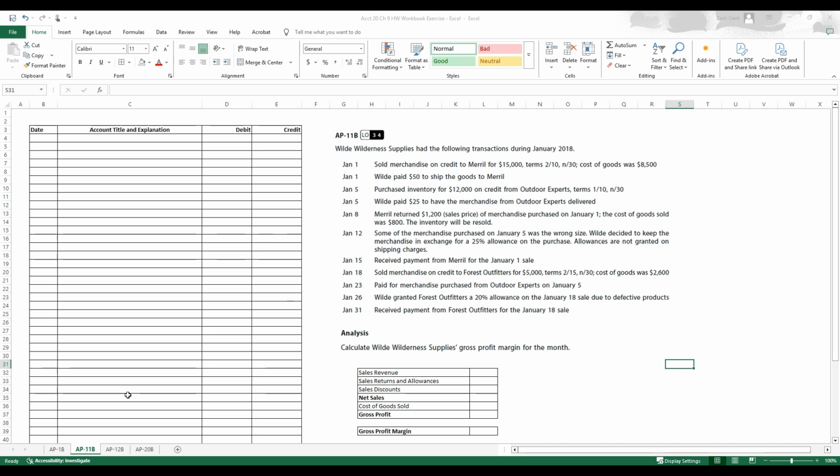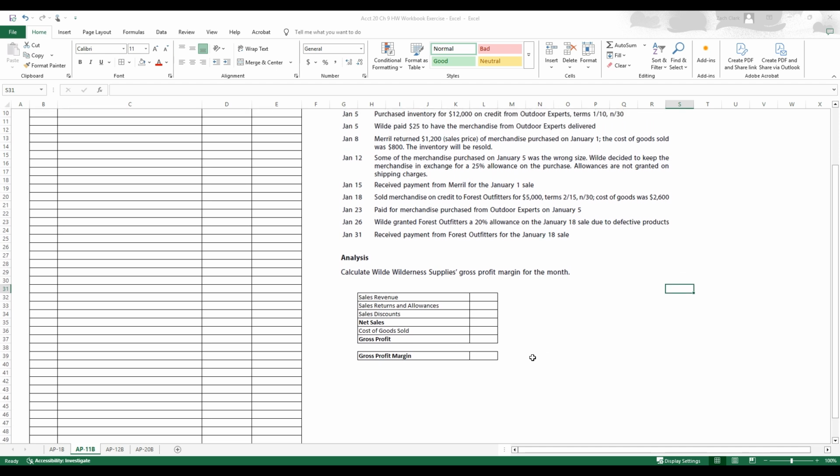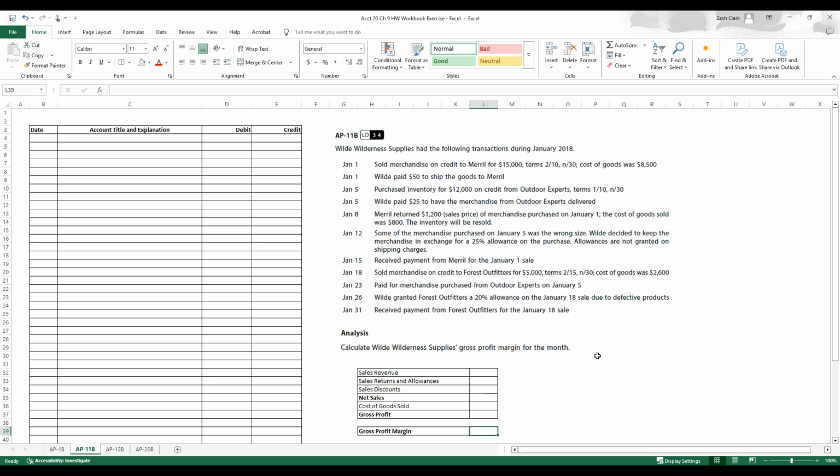Okay, now we're going to move on to AP 11B here in Chapter 9. In this problem, we have a bunch of different transactions that occurred, purchases and sales, etc., and we're going to journal those in. Once we get that done, we're also going to do a little calculation to figure out our gross profit and gross profit margin for the month as well.